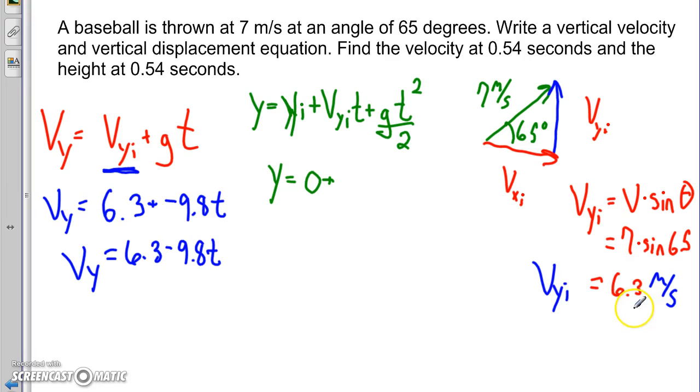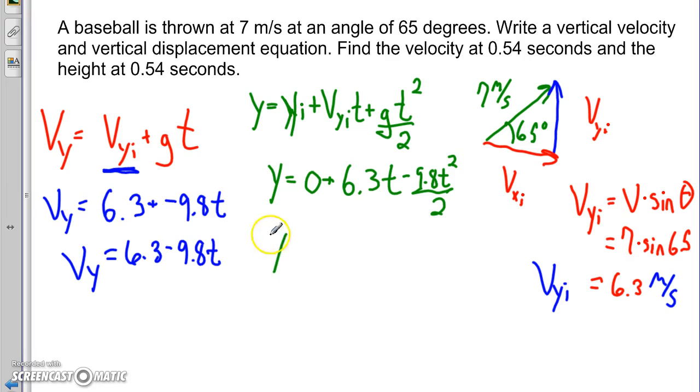So I'll look back over here at 6.3, it goes in here. That's why finding that component is so important. It goes in there twice. So I have 6.3t minus 9.8t squared over 2. And remember I said this negative 9.8 divided by 2 is going to get real familiar, because it is. It's the same thing every time.